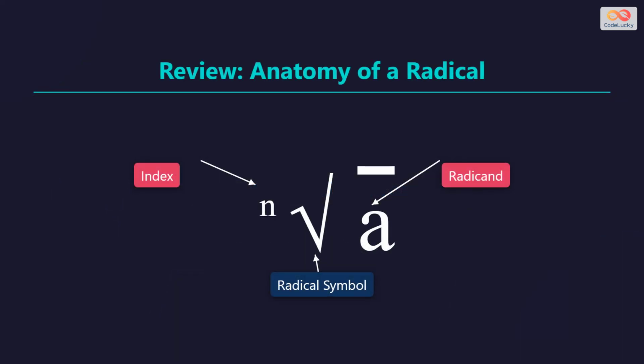Before we begin multiplying, let's quickly review the parts of a radical. The small number in the hook is called the index. The number inside the symbol is called the radicand, and the symbol itself is the radical symbol. Knowing these terms is important for understanding the rules.